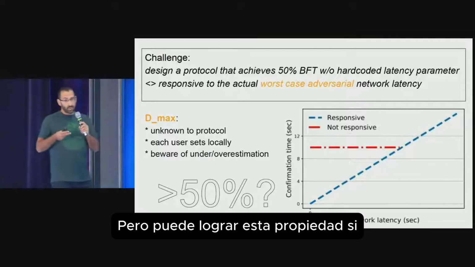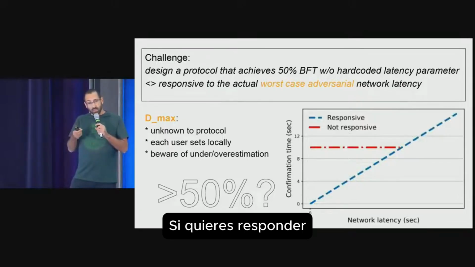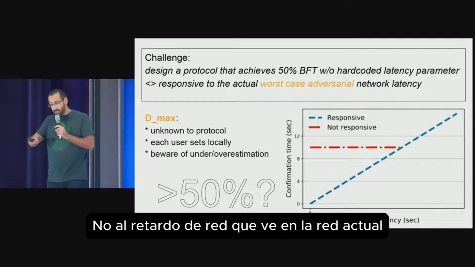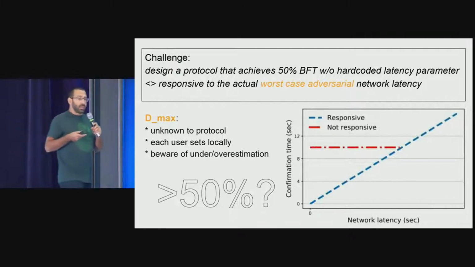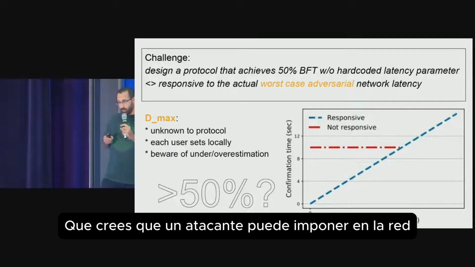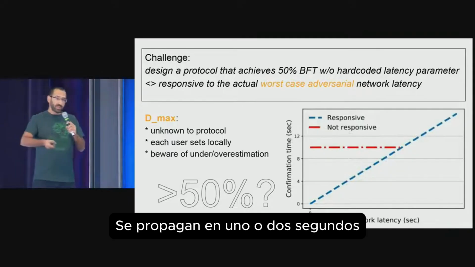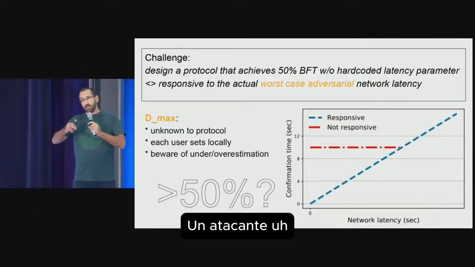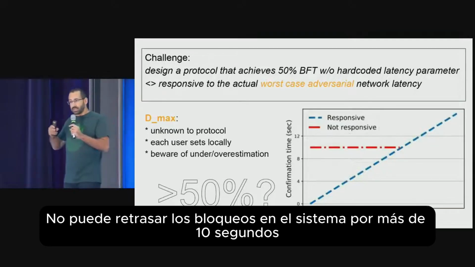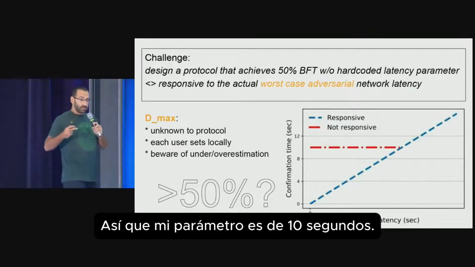But you can achieve this property if you want to be responsive not to the network delay that you see in the current network, but to the maximal delay that you believe an attacker can impose on the network. So let's say I see that the Bitcoin blocks are propagating within 1 or 2 seconds. This is not enough. I need to additionally assume that an attacker cannot delay the blocks in the system by more than 10 seconds. So my parameter is 10 seconds.